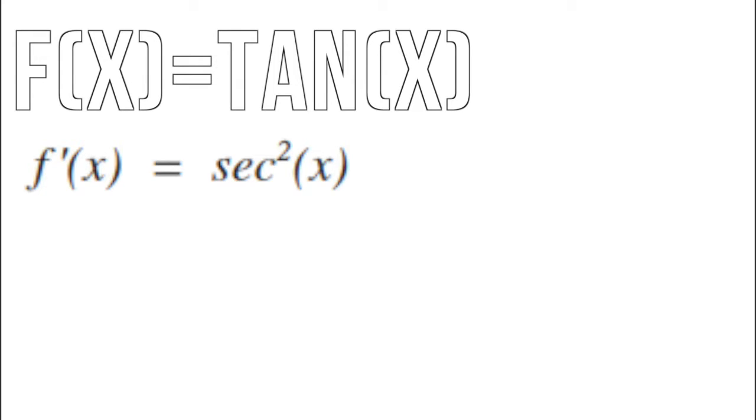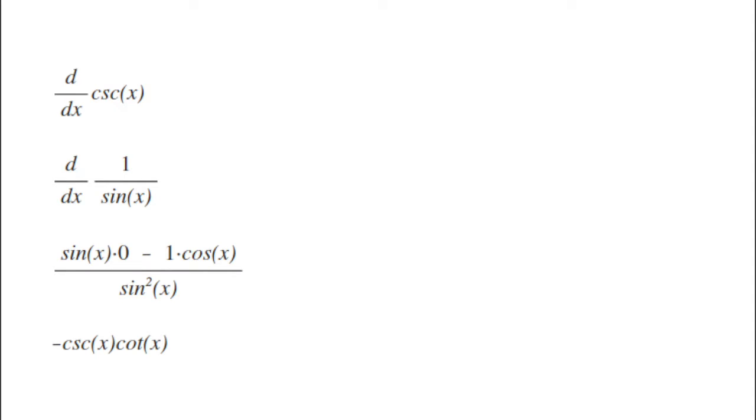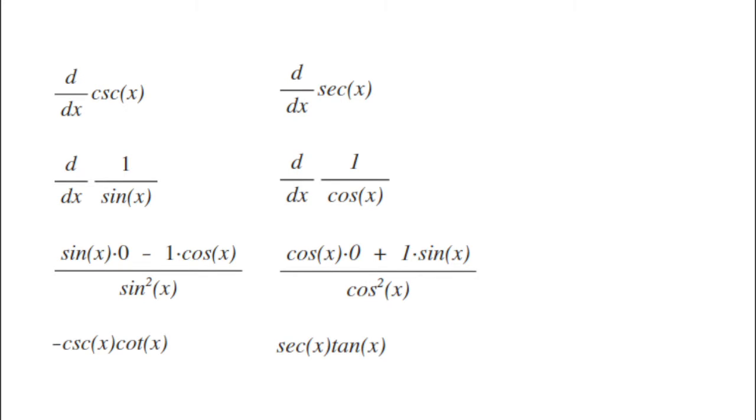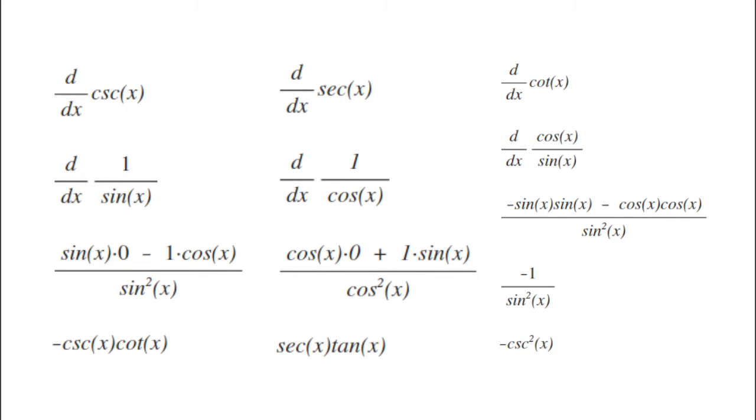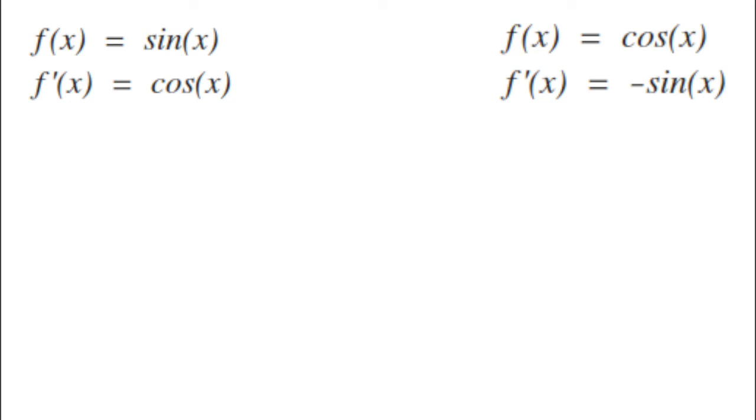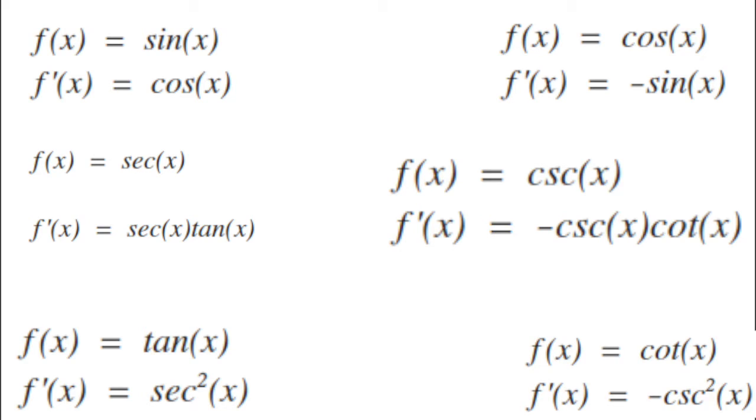The same concept applies for the rest: cosecant becomes 1 over sine, secant becomes 1 over cosine, and cotangent becomes cosine over sine. After repeating the operations, we will get the derivatives of the rest of the trigonometric functions. As we line them up, we can realize a pattern. The derivative of a cofunction of a function is the negative cofunction of the derivative of the function.